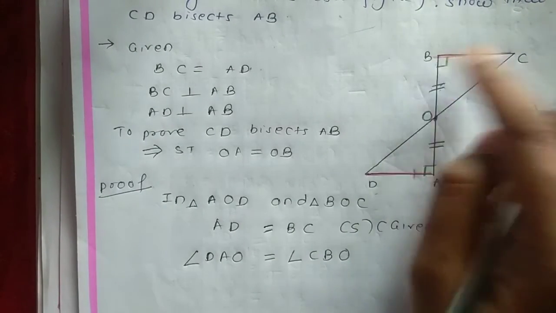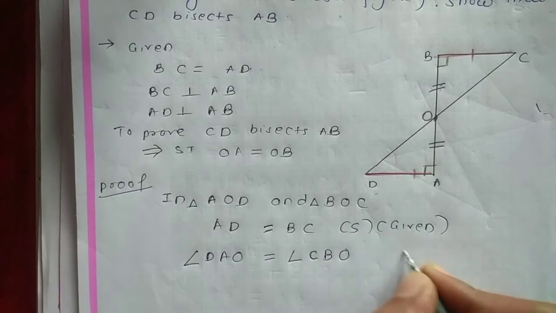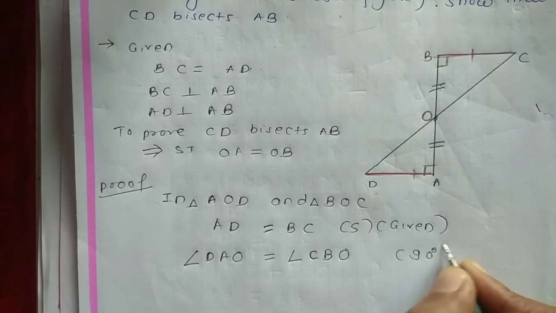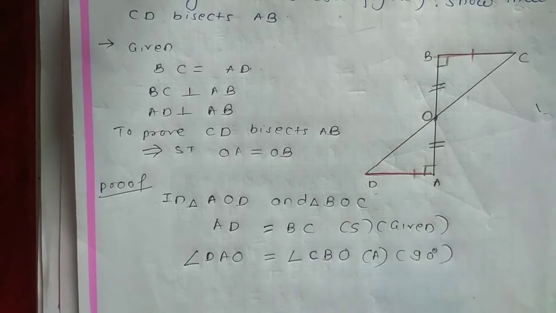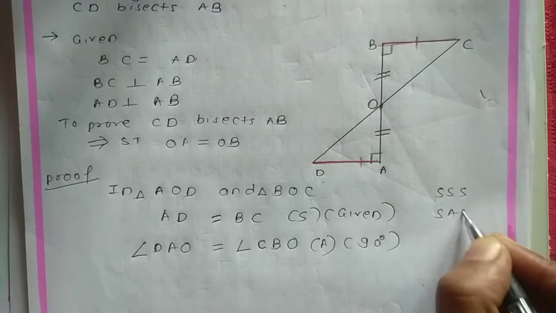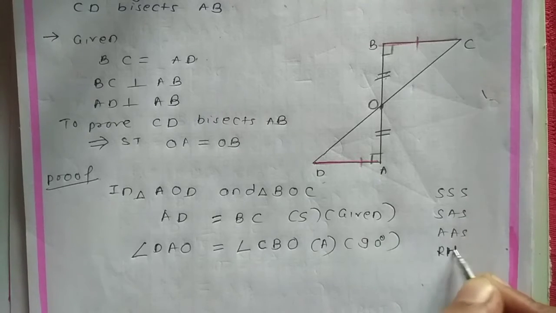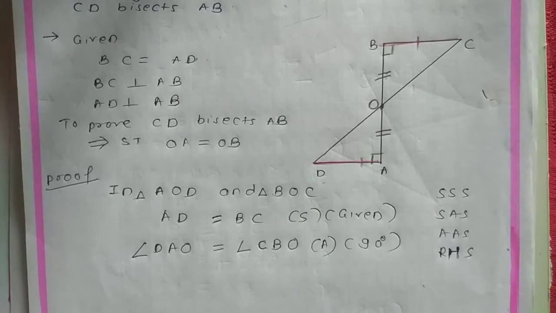So even B, we have to write CBO. So these two angles are equal. Why? Because those are 90 degrees, isn't it? So one side and one angle we have proved equal. So it should match with SSS, SAS, AAS, or RHS, that is right angle triangle.